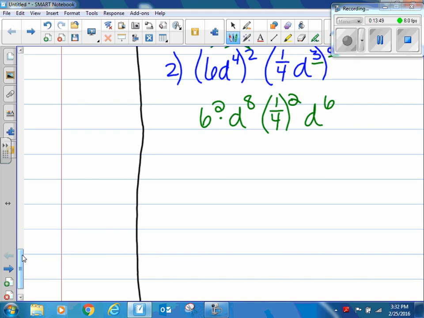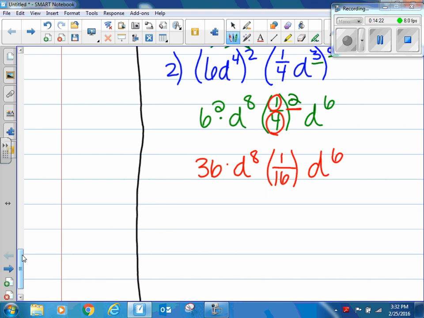All right, let's look at my constants first. 6 squared is 36. I have d to the 8th. Now I have a fraction, but do not be scared, because squaring a fraction is easy. You just have to square the numerator and square the denominator. So 1 squared is 1, and 4 squared is 16. So my fraction 1/4 squared becomes 1/16. And then I have d to the 6th. We're getting closer.